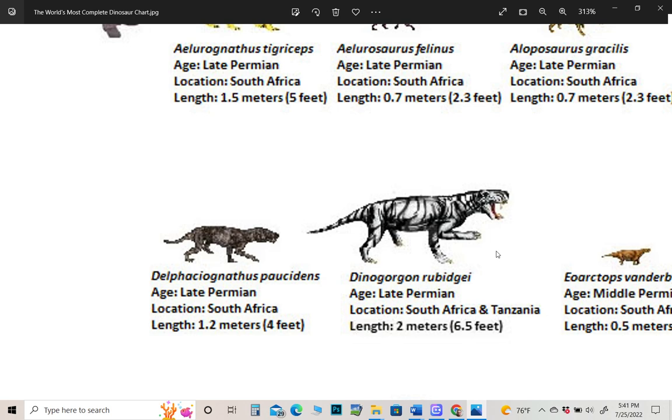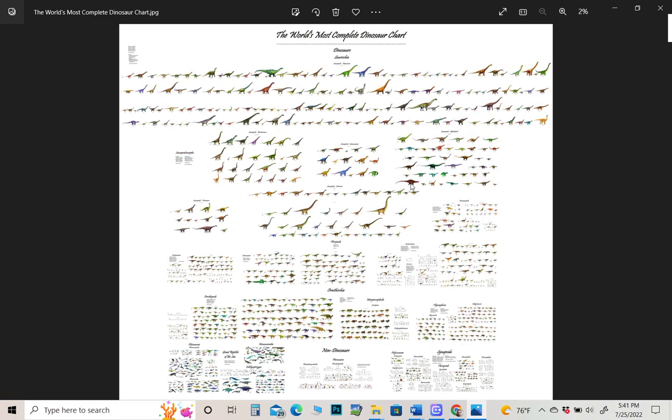Delphosiognathus, Dinogorgon, Demigorgon. Just joking. I put that in there to see if you guys caught it. So, oops. See if you guys had fallen asleep on me.